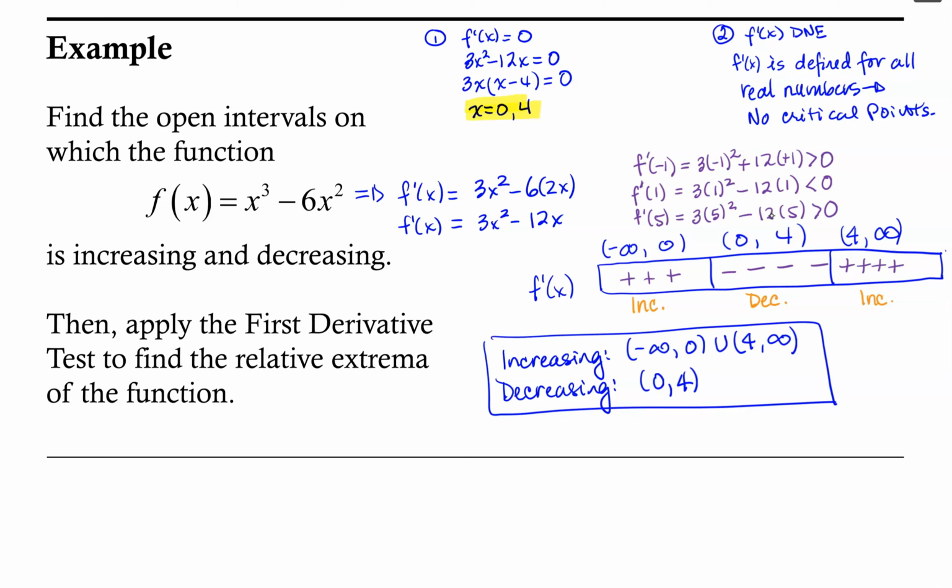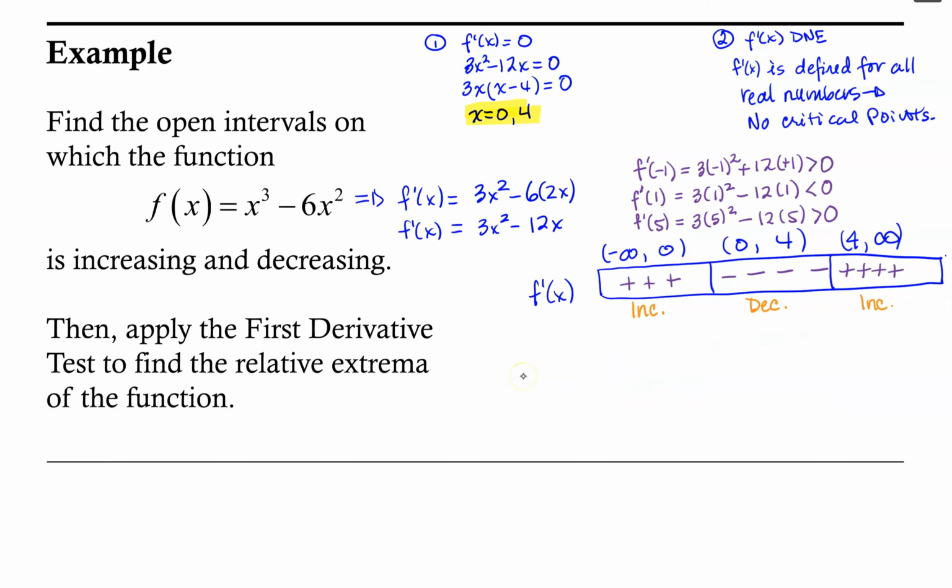So now that we know where our function is increasing versus decreasing, let's go ahead and apply the first derivative test to find the relative extrema of the function. Now remember, our critical points are at x equals 0 and x equals 4. So we want to look at the behavior to the left of each critical point and to the right.